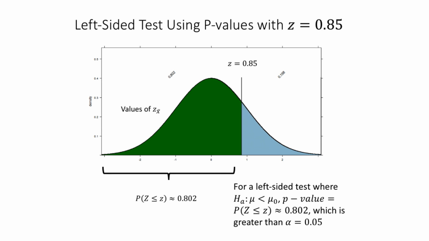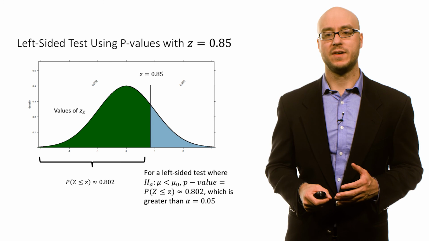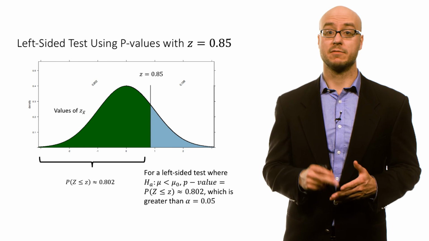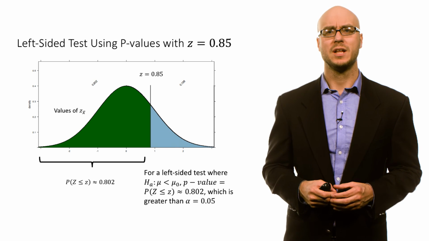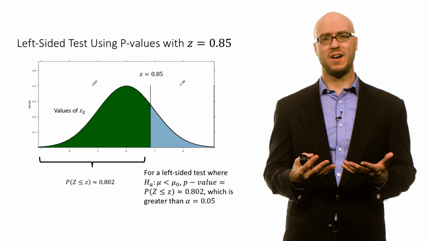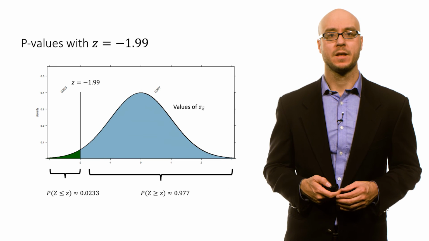And it's quite likely that we would obtain a z-test statistic less than or equal to the one we obtained. So when we compare this probability value to 0.05, it's much larger. So again, we fail to reject the null hypothesis. So you can see with the z-test statistic of 0.85, under a two-sided, left-sided, and right-sided test, in each of those instances, we fail to reject the null. This reflects the fact that 0.85 is really not that extreme of a z-test statistic.